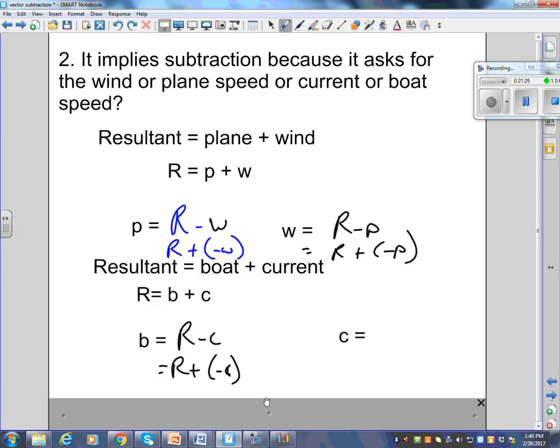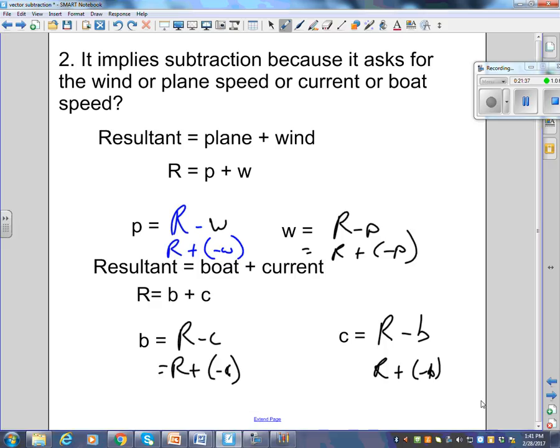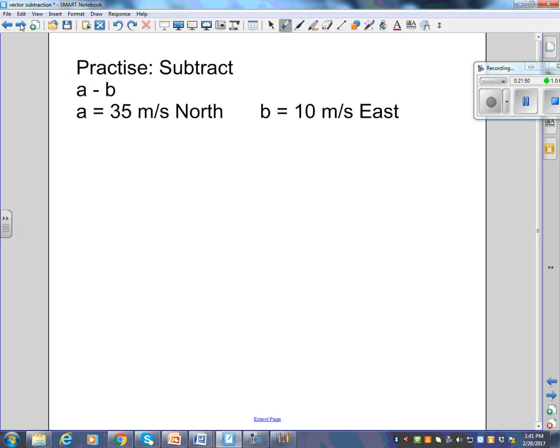The current is going to be R minus B, or R plus minus B. It's really that easy. Now, it looks easy. Putting it to use can be a little challenging. I don't know why kids just can't get it. So we've got to practice. Just like it said, right? Let's do a practice one.